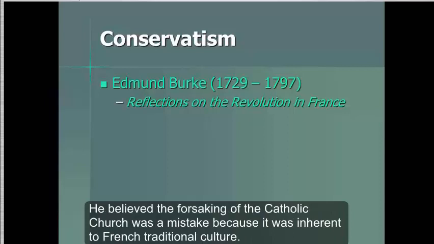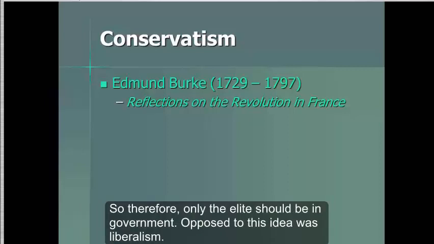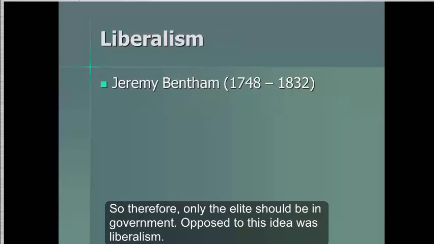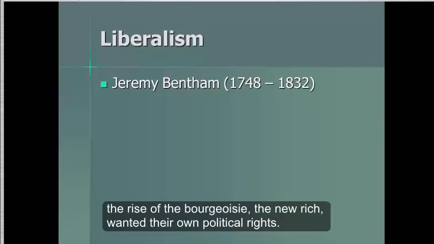He believed the forsaking of the Catholic Church was a mistake because it was inherent to French traditional culture. Religion was the basis of a country's civil society, so therefore only the elite should be in government. Opposed to this idea was liberalism. While conservatives sought to keep the status quo, such as an inherited base aristocracy, the rise of the bourgeoisie, the new rich, wanted their own political rights.